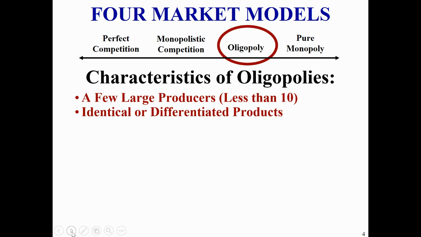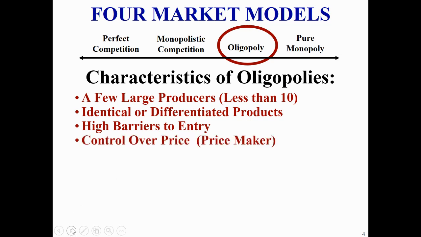Identical or differentiated products. I always like to use cereal as an example. When you think of Kellogg's, Post, Quaker, and General Mills, that pretty much dominate. If you go down the cereal aisle, there are hundreds and hundreds of different cereals on the one side there, but pretty much those four dominate the market. Okay, high barriers to entry. You can kind of look at maybe even the auto industry.